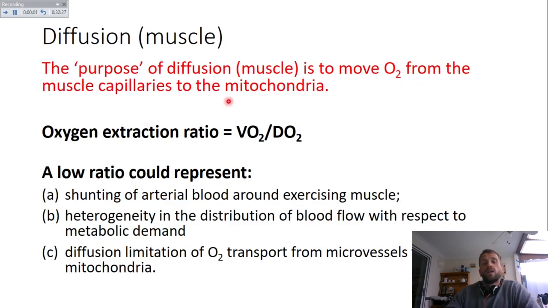And then finally, the purpose of diffusion at the muscle is, well, we've moved the oxygen to the muscle through perfusion, and then now it hits another barrier because it's got to cross from the blood over into the muscle and then finally to the mitochondria. And so the way it's going to do that is through diffusion again. So the purpose of diffusion at the muscle is to move oxygen from the muscle capillaries to the mitochondria.